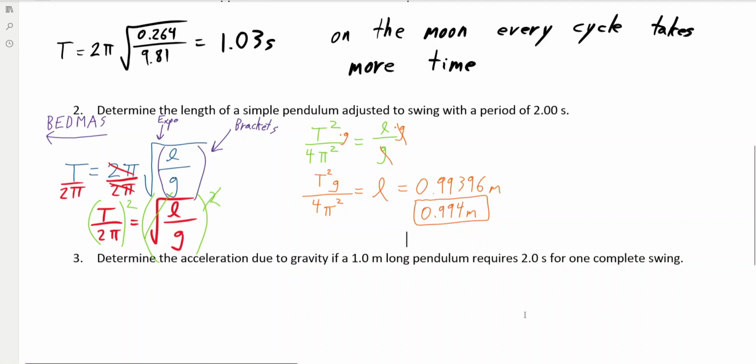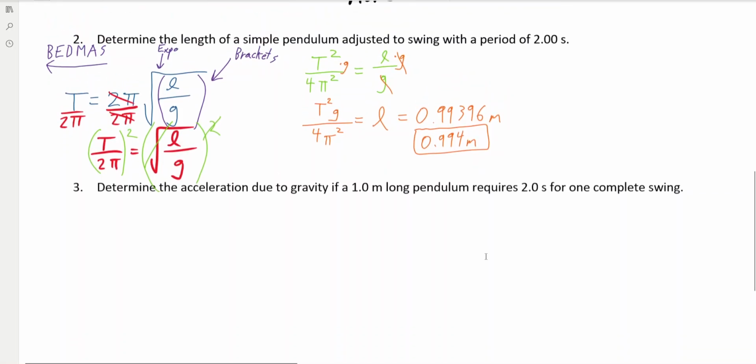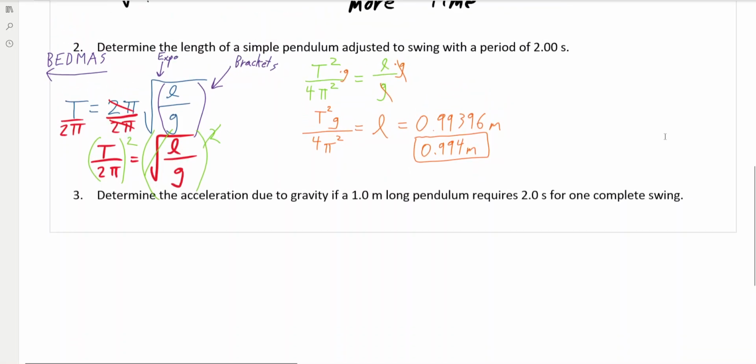All right, this is going to be very similar. It's going to be like half a step more, so keep in mind what we just did. I recommend you pause the video, try it yourself, and see what you get.